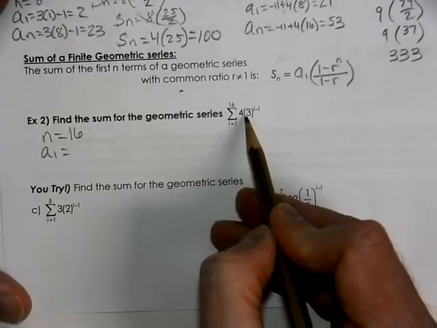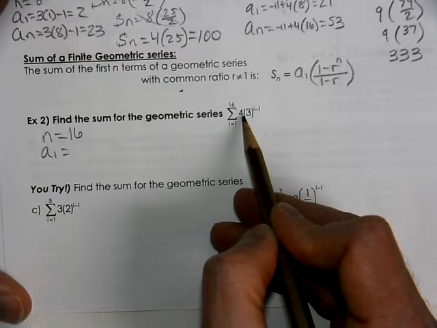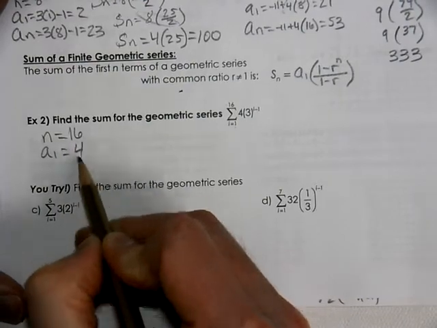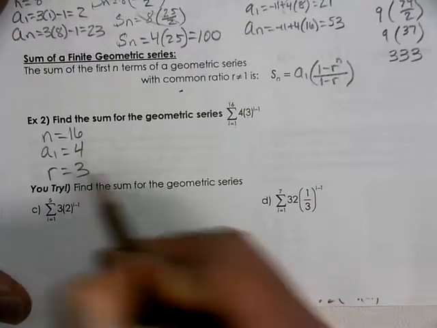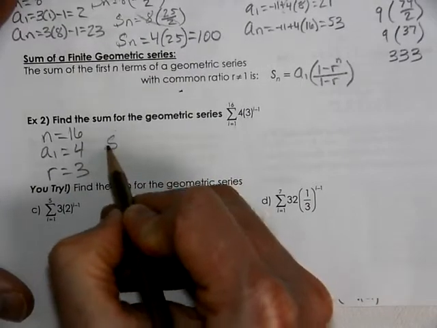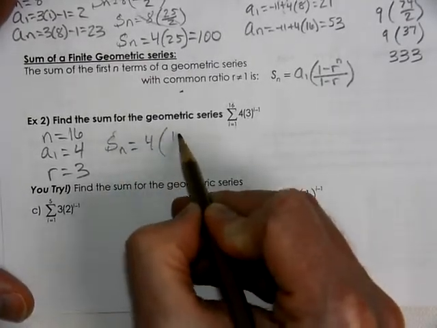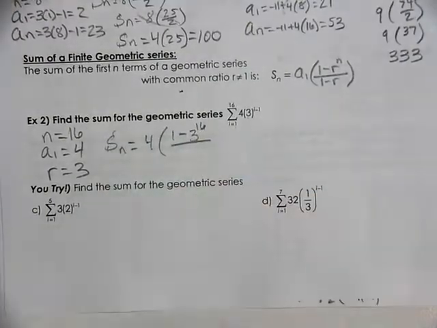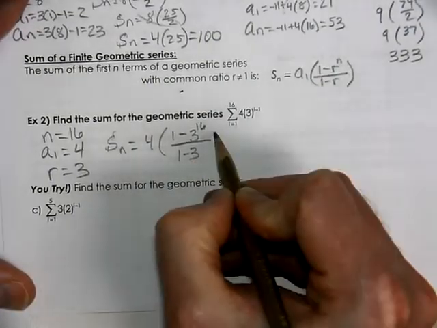The first term, since this is in the format of a geometric formula, we know is going to be 4, and our ratio is going to be 3. So we're ready to plug it into our formula, which is 4 times 1 minus 3 to the 16th power. Now that's going to be a really big number. Over 1 minus 3.